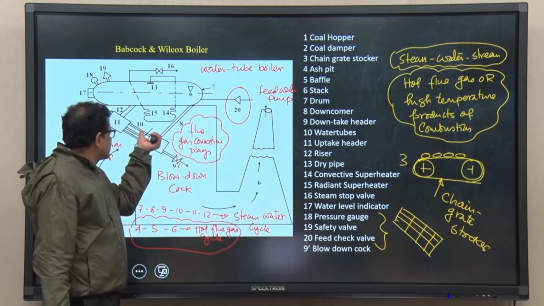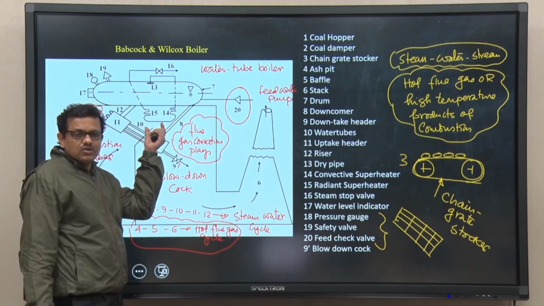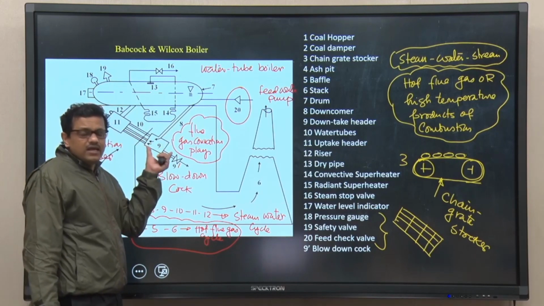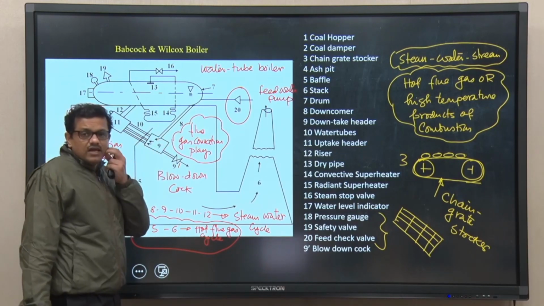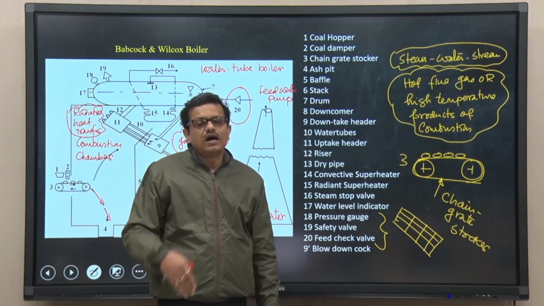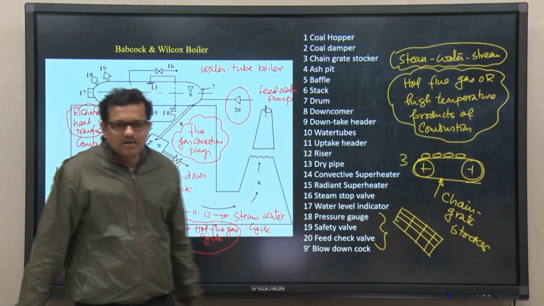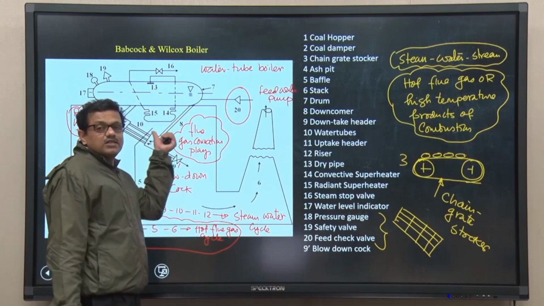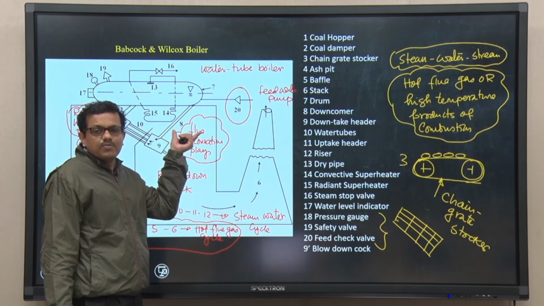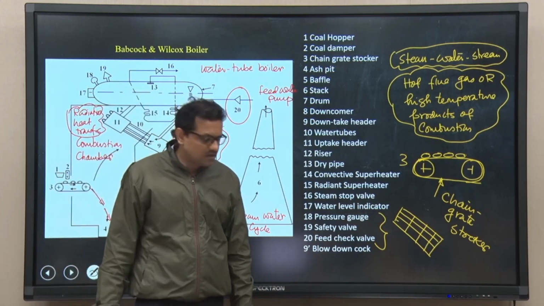Since steam is passing through a small tube of very small diameter, it can withstand high pressure, and this is why the water tube boiler or Babcock-Wilcox boiler is suitable for high pressure systems. The only reason is that steam is passing through the tube and the tube can withstand high pressure easily, and that is why this type of boiler is much more suited for high pressure operation.